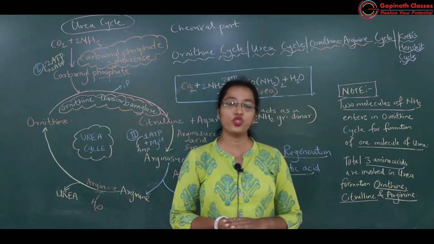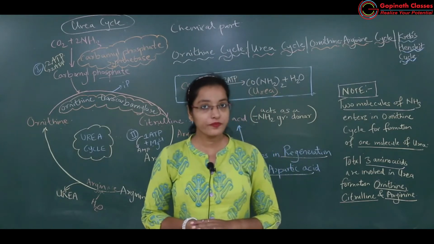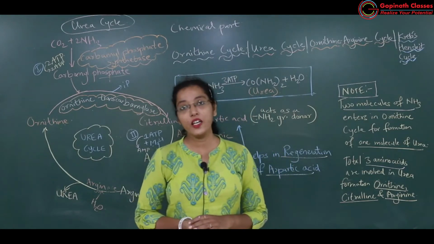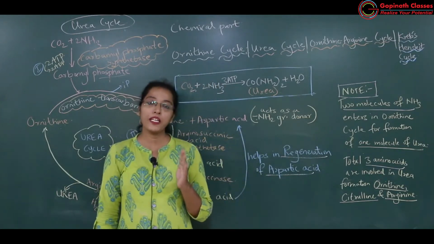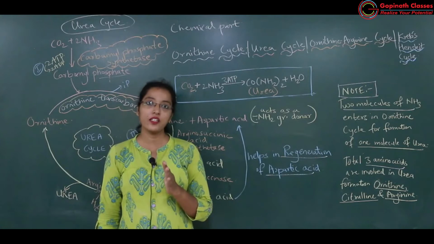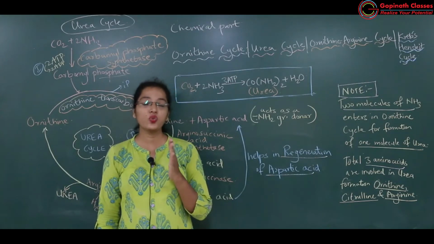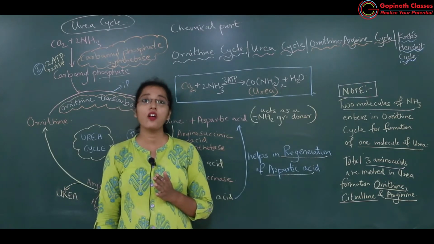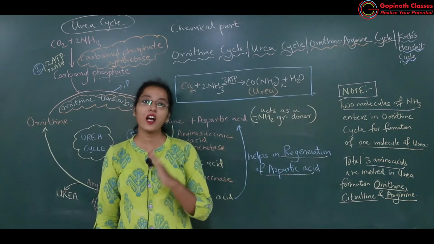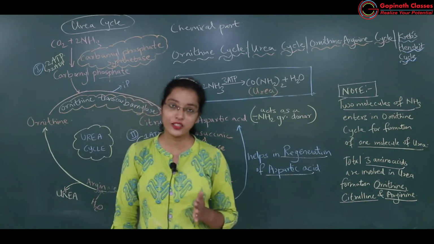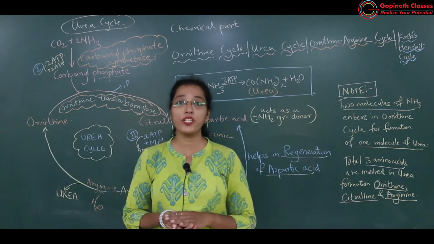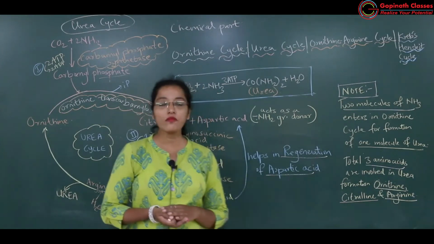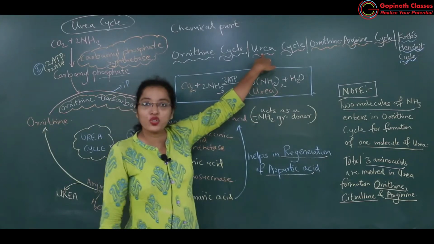There are four names of this cycle. Ornithine cycle, because ornithine is the first non-protein amino acid which is formed in this cycle. It is also known as the urea cycle because the main product of this cycle is urea, which is less toxic as compared to ammonia. So that is why our body converts ammonia into urea.